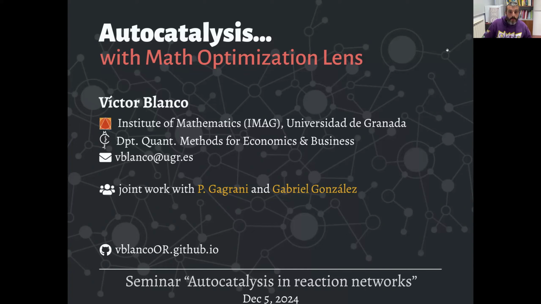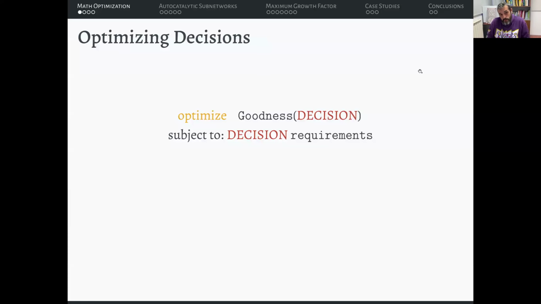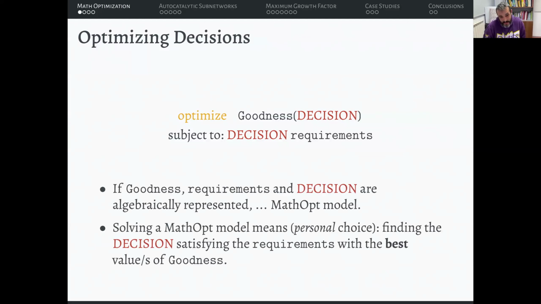So optimization is nothing but the problem of when you have some decision to make, and you have some feasible solutions, some alternatives that you have to choose from, and you have a measure of how good the solutions are, and then you want to choose the best one. This is a general optimization problem. So in case all the things that are involved in this type of decision problem can be represented as mathematical objects, then we have a math optimization model.